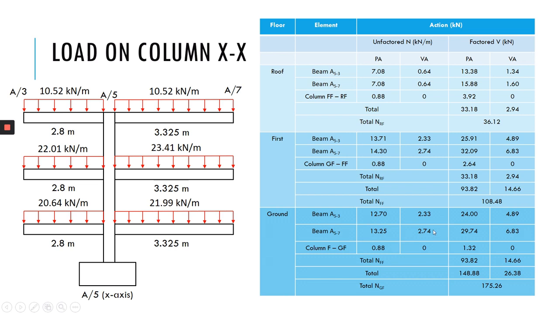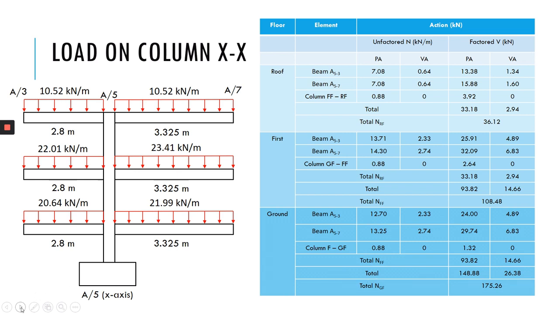The same process you have to do for the ground floor. So you have to carry forward the total load from this floor, 93.82 and 14.66, to here, and then you will get the total here, which is 148.88, and for the variable action it is 26.38, equal to 175.26, which is the axial load for the ground floor that we are going to use in order for us to design the foundation.